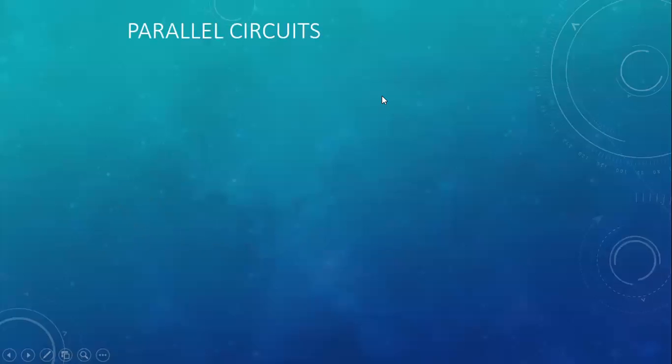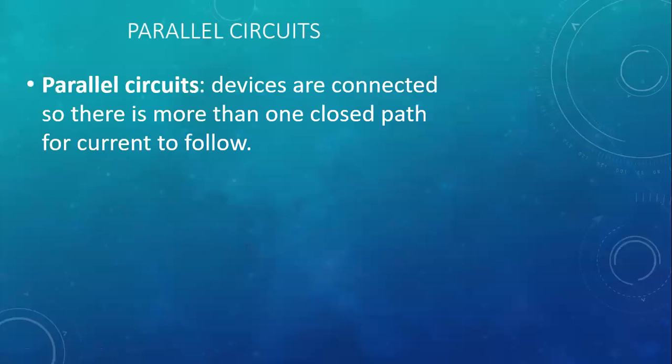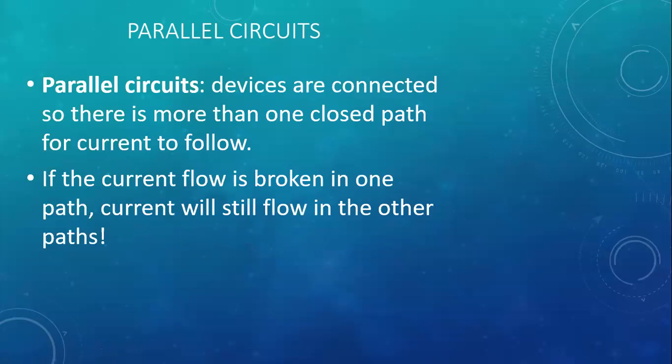Here we go. All right, so then parallel circuit. So in a parallel circuit, the devices are connected, so there's more than one pathway. We usually draw them and we make parallel lines, so that's why they call them a parallel circuit. Because there's more than one closed pathway to take, if the current finds a break in a circuit, it's open in one part, it will still flow through the other parts that are closed.